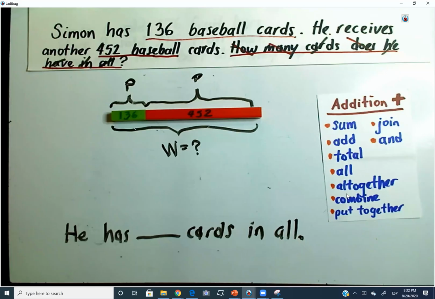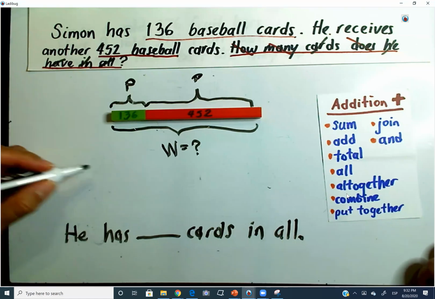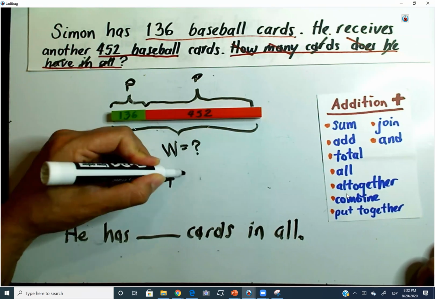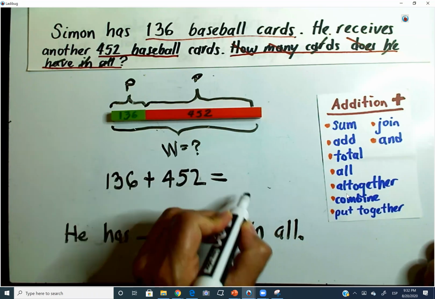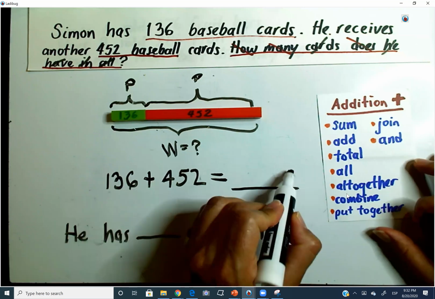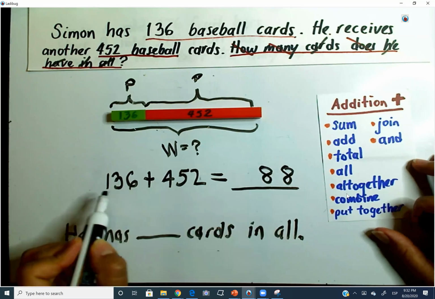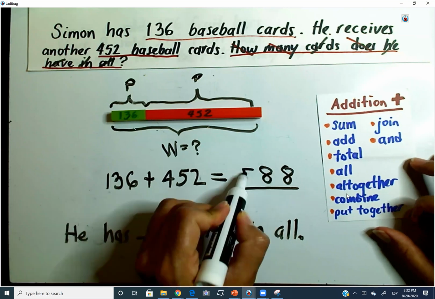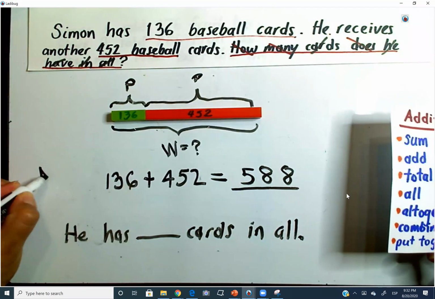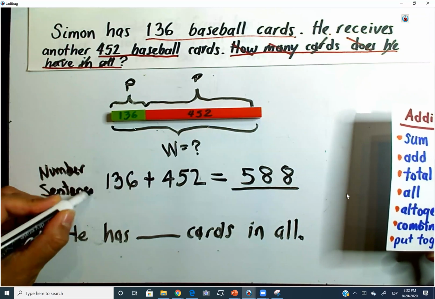Now let's finish the problem we started at the beginning. So we were saying that we are going to put 136 plus 452 baseball cards equals, and then remember, we always start with the ones. So we have 6 ones plus 2 ones makes 8 ones. 3 tens plus 5 tens makes 8 tens. And 100 plus 400 makes 500. Now we can do the same, remember, with the algorithm. This is called a number sentence. Now let's do the algorithm.